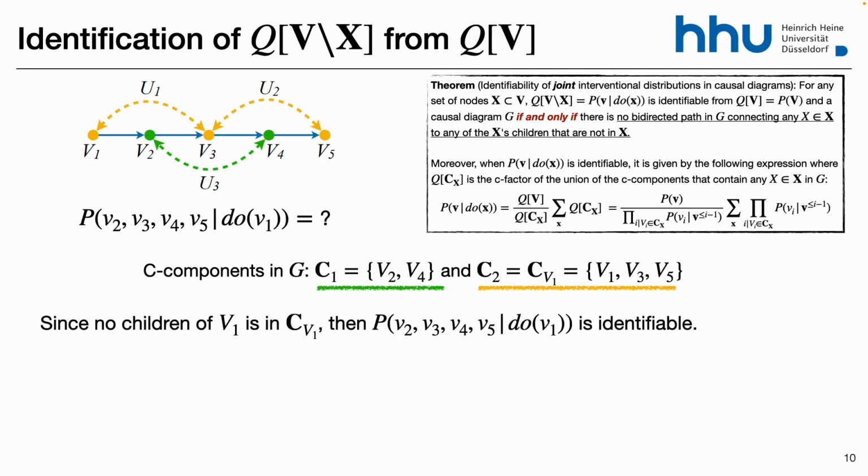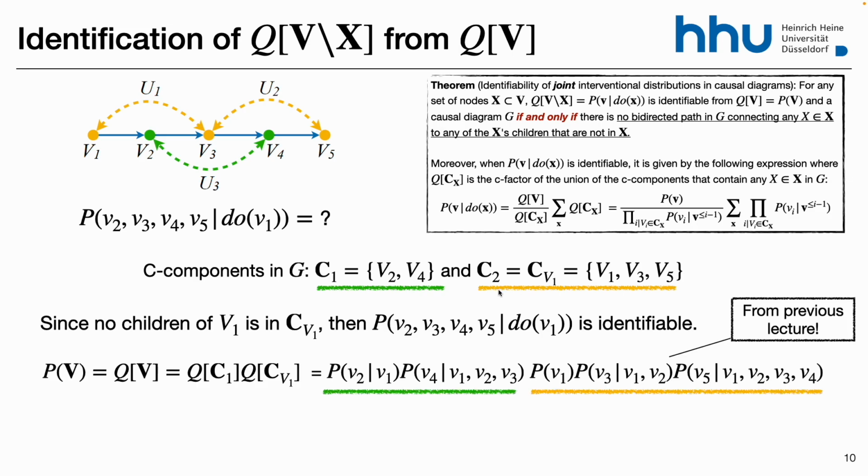So I'm going to break this. I'm going too fast here. So this we saw before. This is just the QV, which we can break into C components. However, the QV minus V1, which is the PV minus V1 given do V1, is given by this formula, which depends only on Q of C(V1), right? We saw this. So the Q of C(V1) is the Q corresponding to the yellow part.